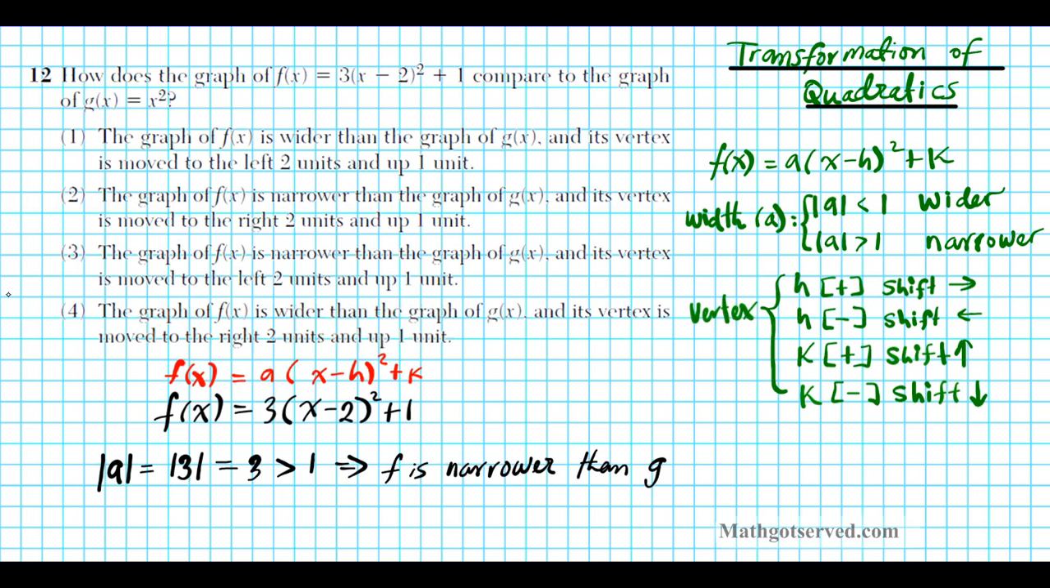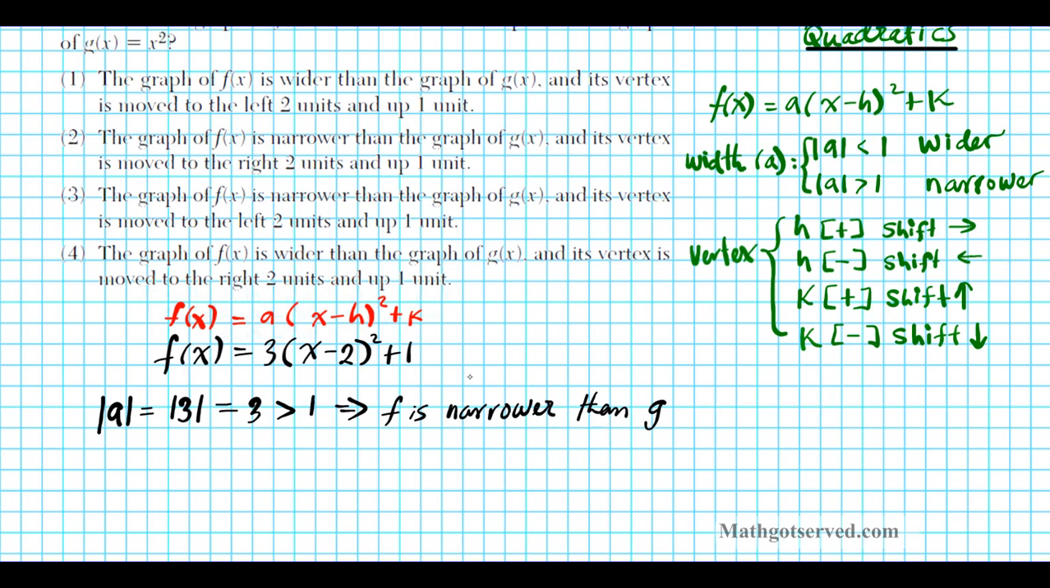Okay? And then what else do I need? H. H, what is H? H is 2, and that is what? 2 is positive. Okay? So 2 is positive. Since 2 is positive, what does that mean? That means we're going to shift 2 units in the what direction? 2 units to the right. To the right. 2 units to the right.